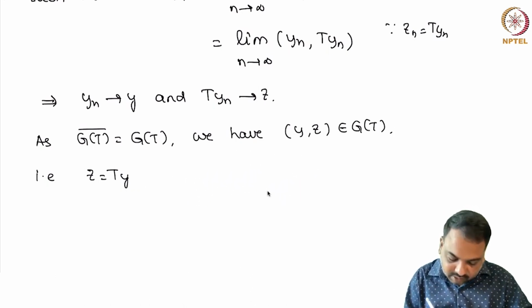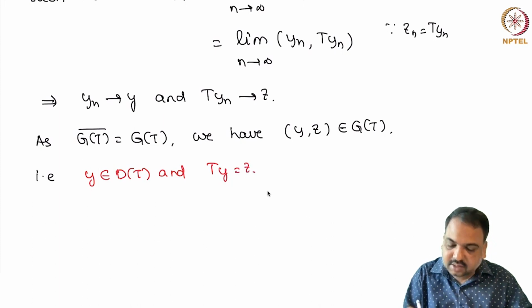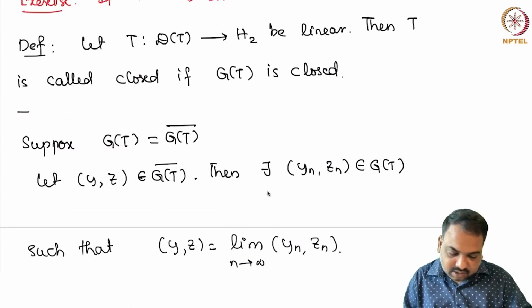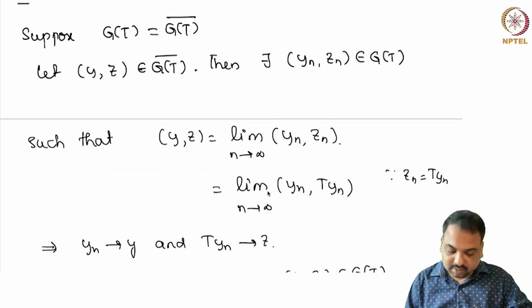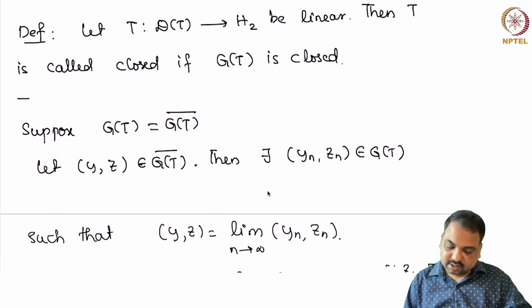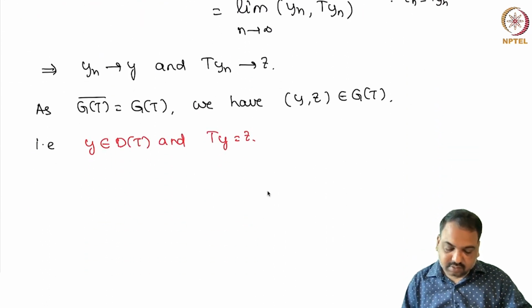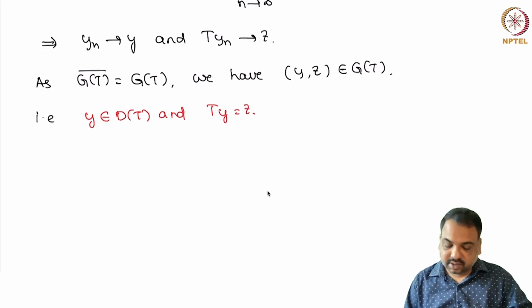So it cannot be for some y, so that here we can conclude that y is in the domain of T and Ty is exactly z. So let us try to summarize what we have proved. If the graph of T is closed, that means when T is a closed operator, and if yn, zn is a sequence in the graph of T, then we were able to show that y is in the domain of T and Ty is z.